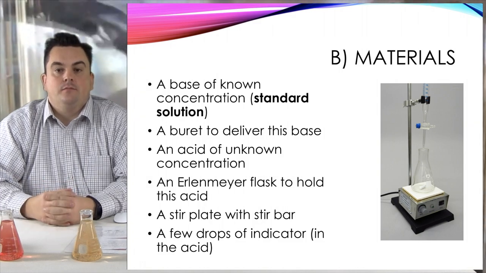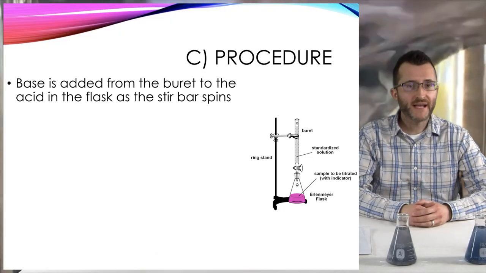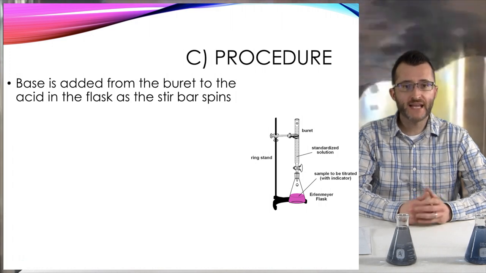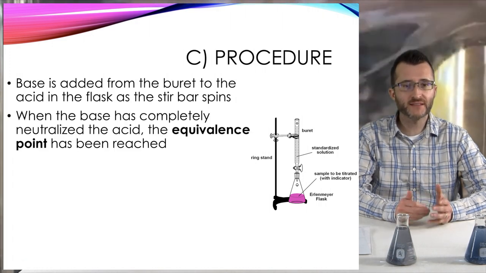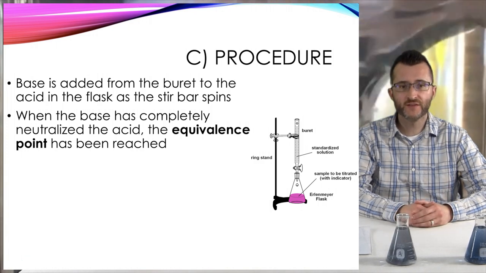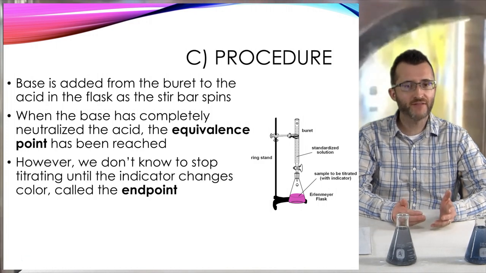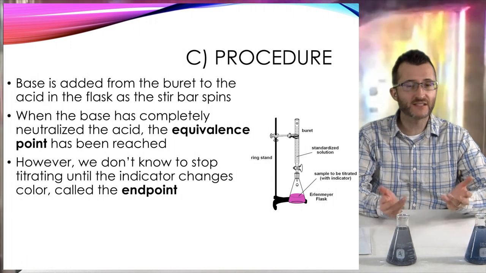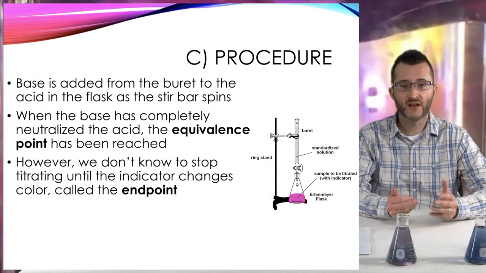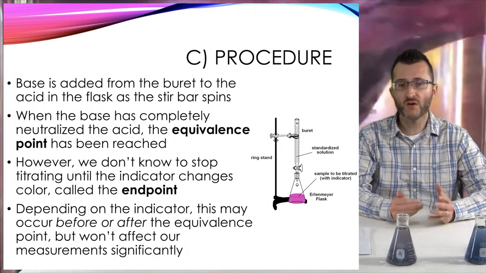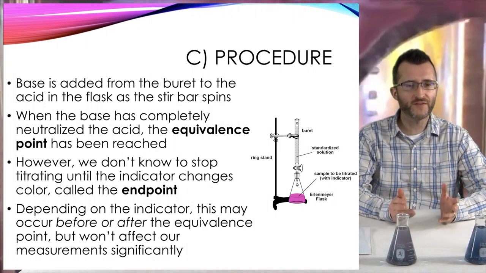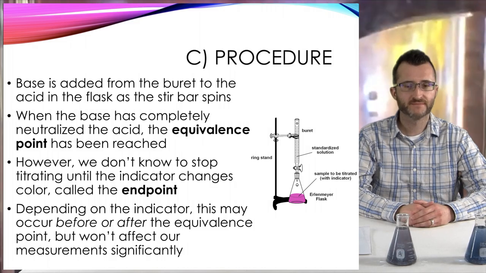the acid. Procedure. Base is added from the burette to the acid in the flask as the stir bar spins. When the base has completely neutralized the acid, the equivalence point has been reached. However, we don't know to stop titrating until the indicator changes color, called the end point. Depending on the indicator, this may occur before or after the equivalence point, but won't affect our measurement significantly.